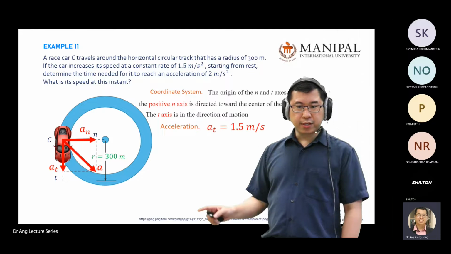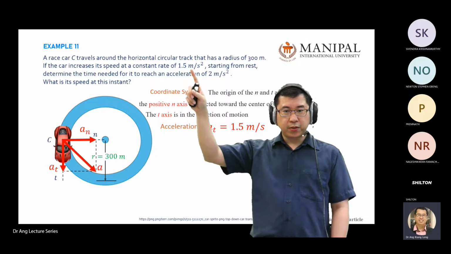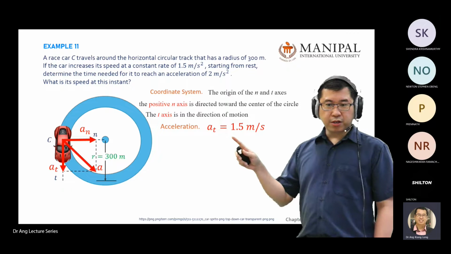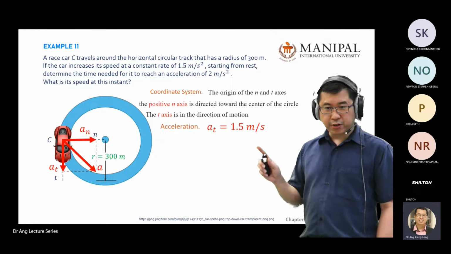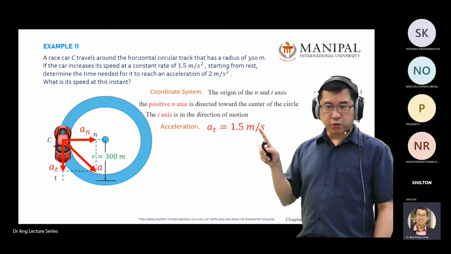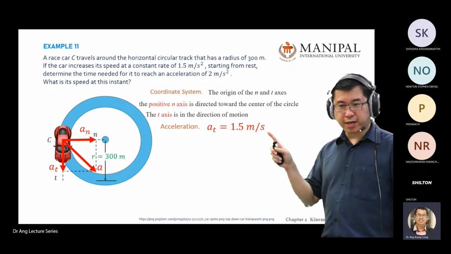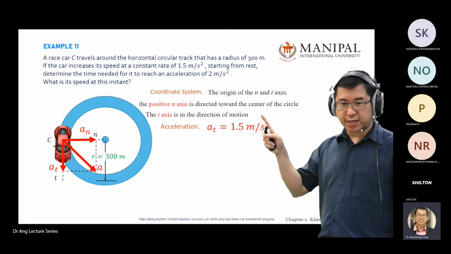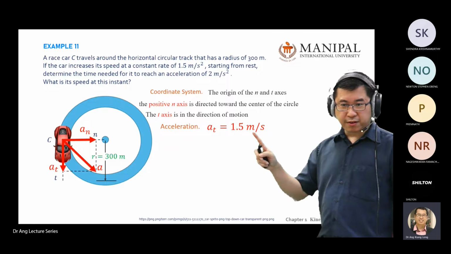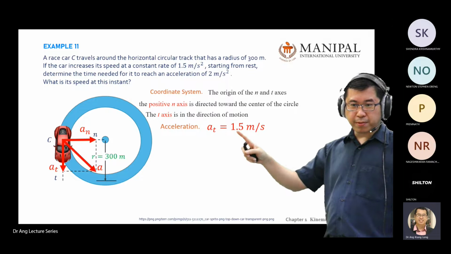Next, we look at acceleration. Why acceleration first and not velocity first? Because the information given is acceleration. You have the tangent component, AT equal to 1.5. Sorry, typo error here, I apologize: 1.5 meter over second square. If this came out in the exam, I would circle it and put a question mark. If it is 2 marks, I'll only give you 1 mark for the answer.